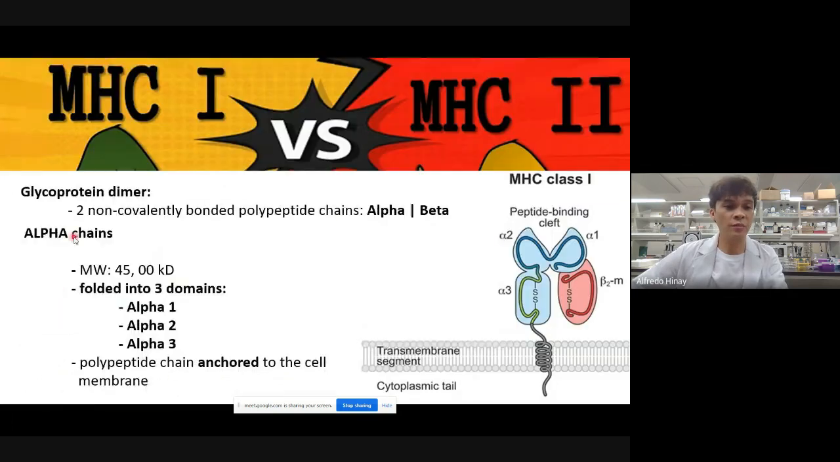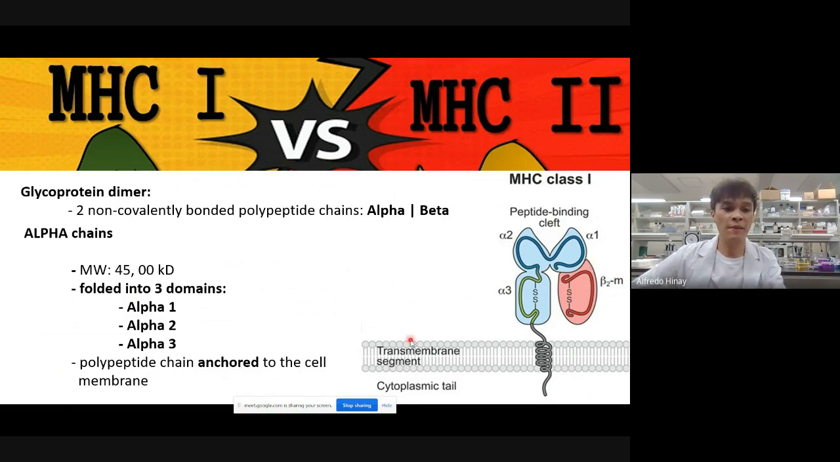So here, if you can observe, you have your alpha, as I mentioned earlier, and then you have your beta. These are two non-covalently bonded polypeptide chains. Okay, so let's start with your alpha chain. The molecular weight is around 45,000 daltons, and it is folded into three domains. You have your alpha 1, alpha 2, and alpha 3.